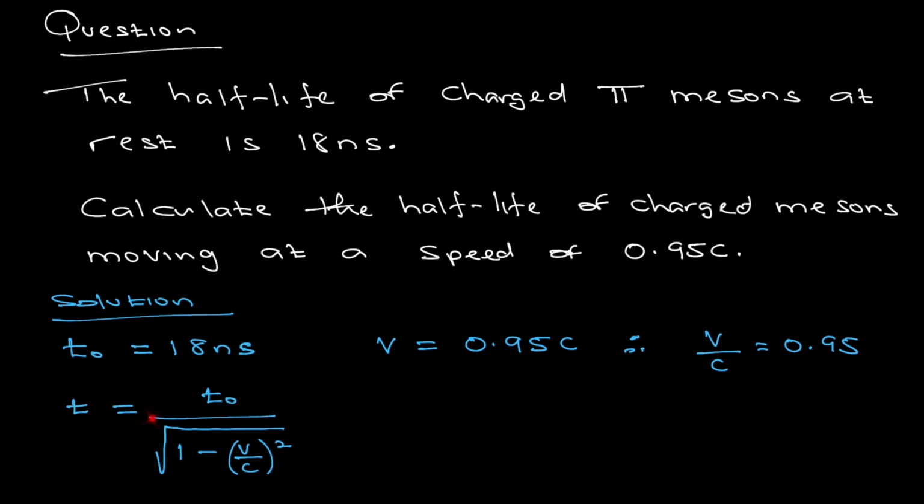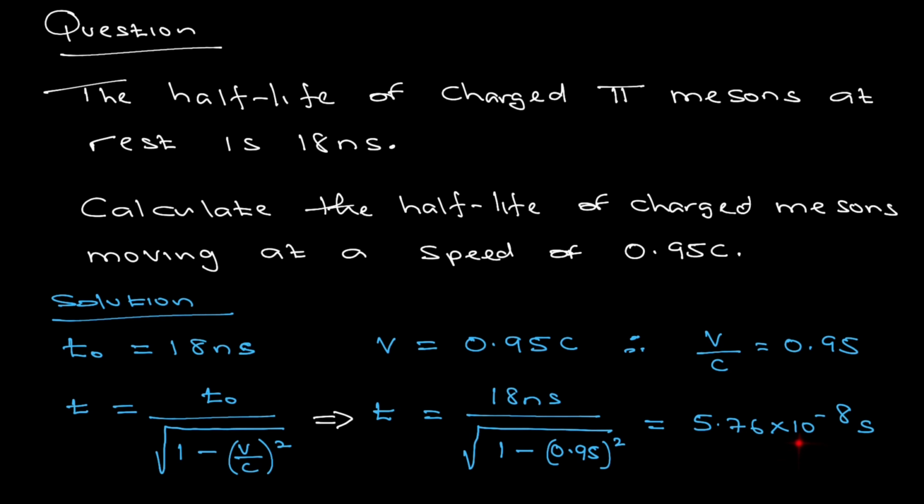Using time dilation, that implies t equals 18 nanoseconds over root 1 minus 0.95 squared, because v over c is equal to 0.95, and that equals 5.76 times 10 to the power minus 8 seconds, which is equal to 58 nanoseconds. And this is the relativistic time from the stationary observer, which is 58 nanoseconds. So the half-life at rest is 18 nanoseconds, but when it's moving with a speed of 0.95 speed of light, the half-life changes to 58 nanoseconds. That time has dilated. It gets bigger. It takes longer.